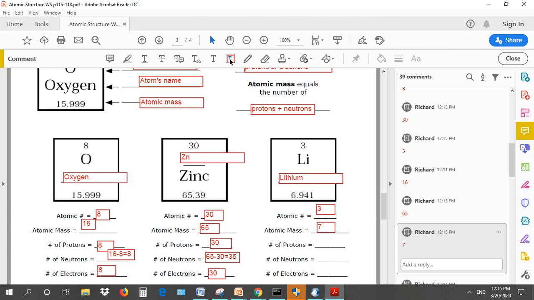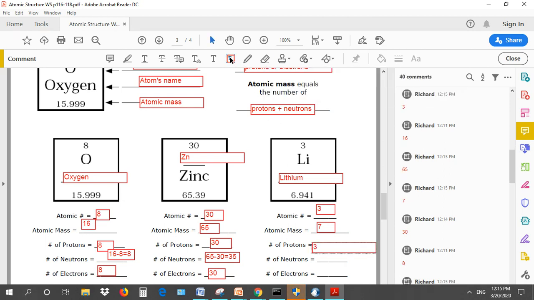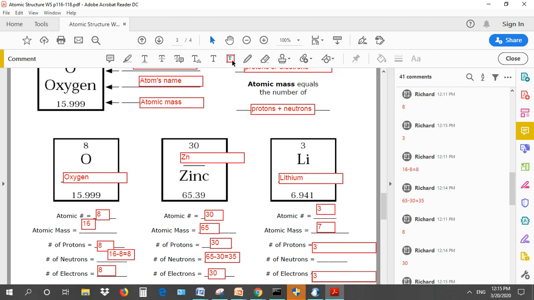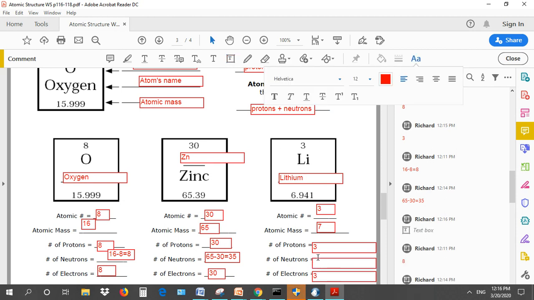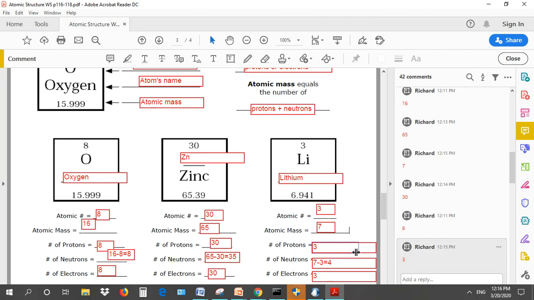Number of protons, that is same as atomic number. So that is 3. The number of electrons, same as number of protons. So that is 3 also. Then number of neutrons, we've got to do some math. Okay, so 7, which is atomic mass, subtract atomic number. So that is 4. So we have 4 neutrons in this element.